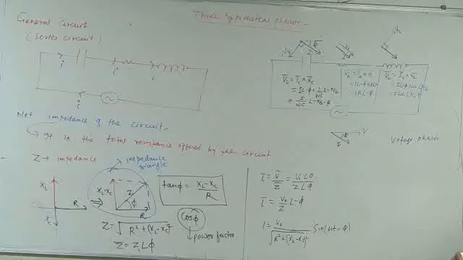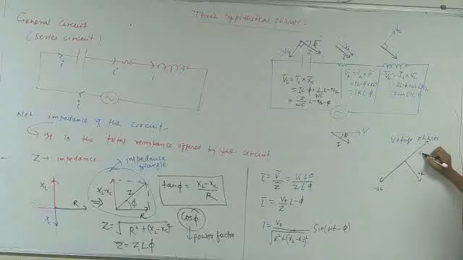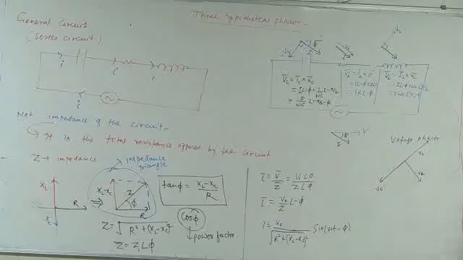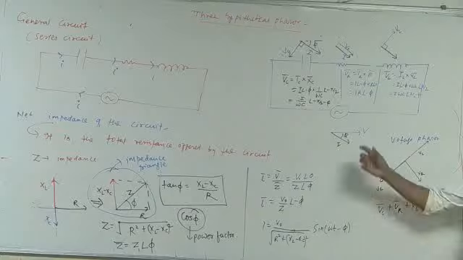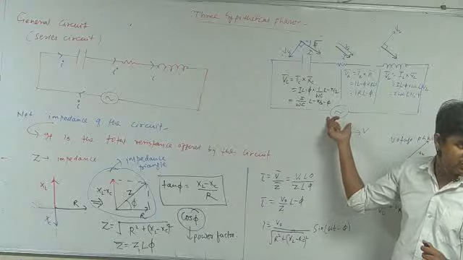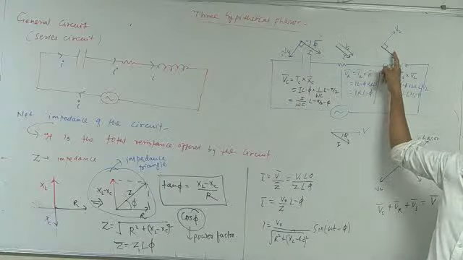If I draw the voltage phasors across all three, together, this is my VC phasor, this is our VR phasor, and this is our VL phasor. And the sum of all three, VC phasor plus VR phasor plus VL phasor, must come out equal to V phasor. Why? Because all three are connected across an alternating source. This voltage plus this voltage plus this voltage equals the voltage across the source.